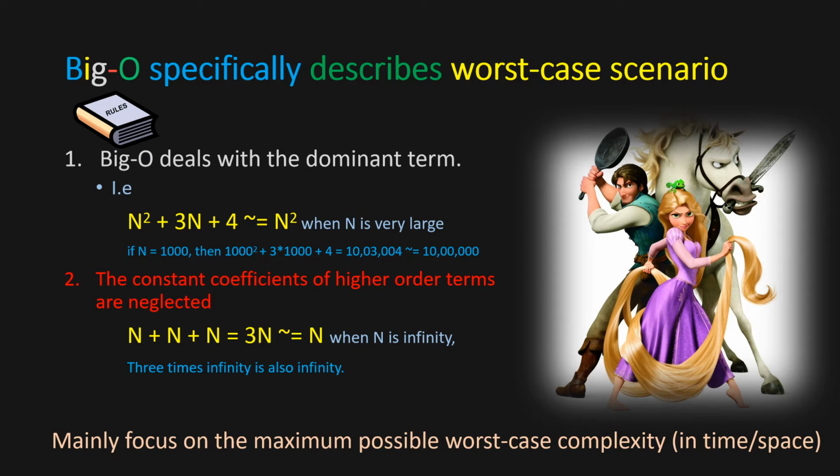Also, in big O, the constant coefficients of higher order terms are neglected. Consider the example n plus n plus n equals 3n. Here, this 3n is also approximately equal to n when n is infinity. That is, for huge values of n, 3n is approximately equal to n. That is, 3 times infinity is also infinity.